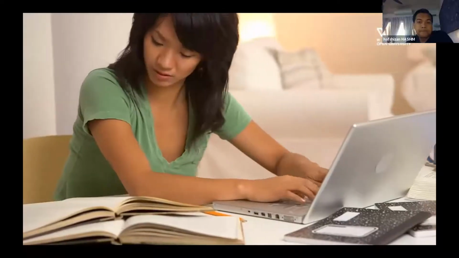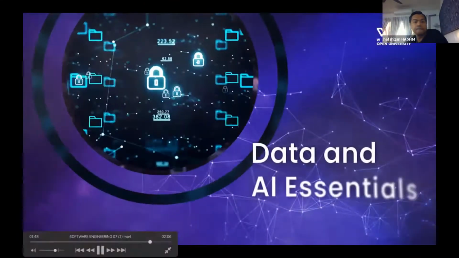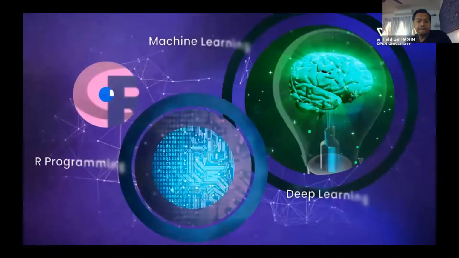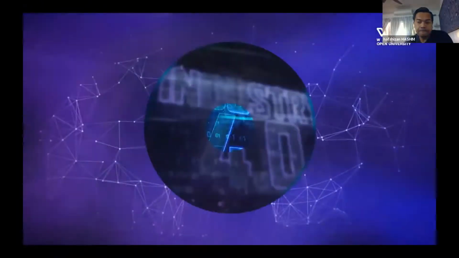In addition, you will be able to learn some specialization courses, such as Data and AI Essentials, Statistics for Data Science and AI, R programming, Machine Learning, Deep Learning, and Reinforcement Learning, which are skills that are needed in Industrial Revolution 4.0.